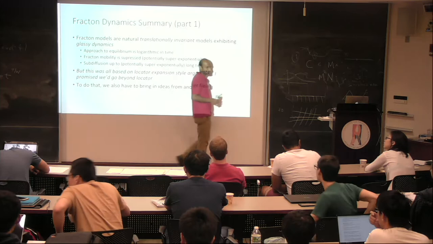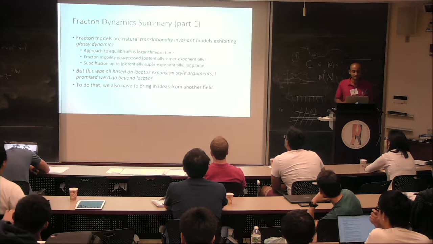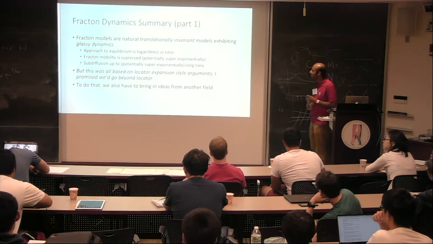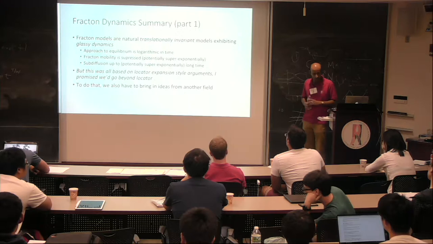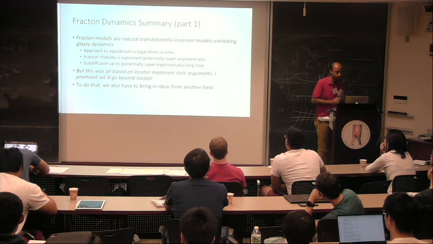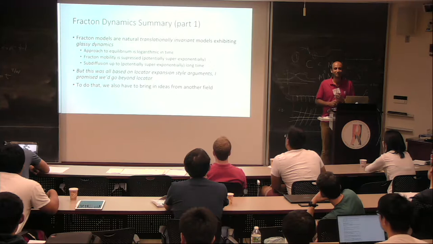So it's not really many-body localization, but it's glassy. You can get it as glassy as you want. You can have ultra-glassy behavior. But the relaxation time, while long, is never infinite. Okay. This was still all based on locator expansions. I promised we'd go beyond locator, and that's what I'll do next. But before I do that, any questions about what we did so far?